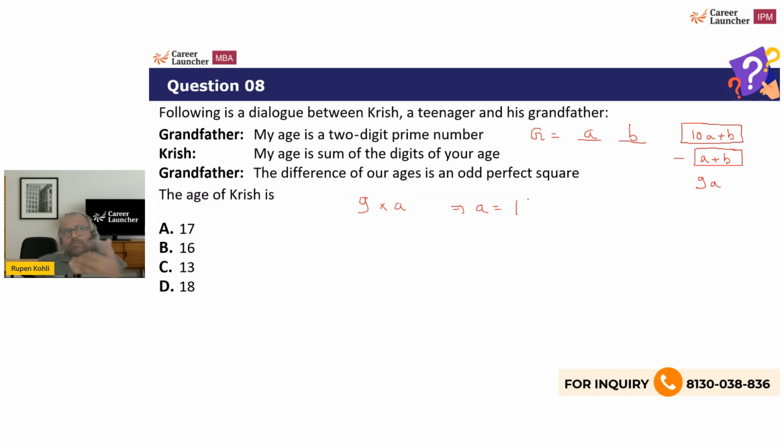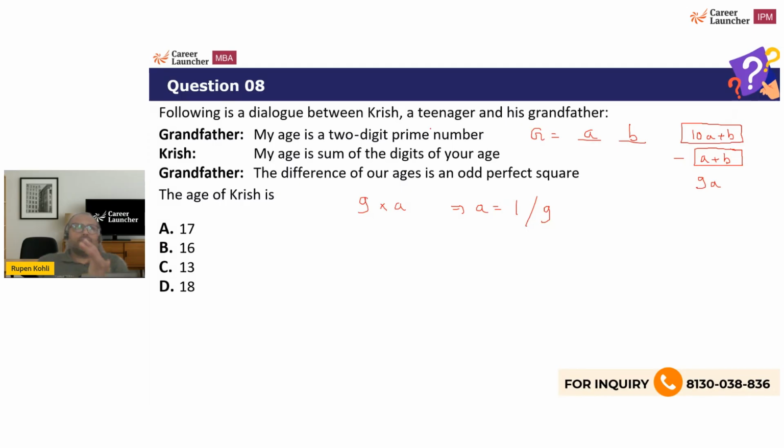So the next possibility is A is the next perfect square of an odd number, which is 3 square, and it can be 9, right? So we need to find the age of Krish. So A can't be 1, impossible. You can't have grandfather and Krish to be the same age, because if you take A as 1, what will happen? It's not going to be possible. Mathematically, this question's condition will also not be satisfied because A plus B won't be a two-digit number, because the question is saying Krish is a teenager.